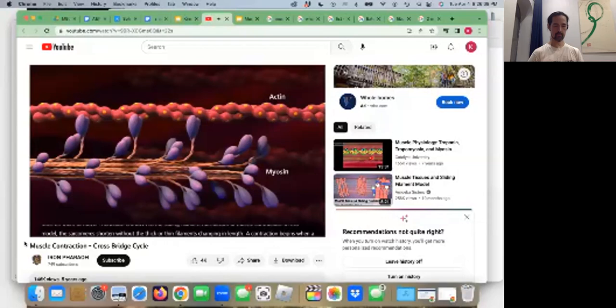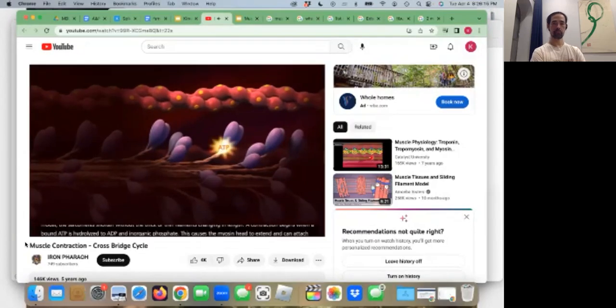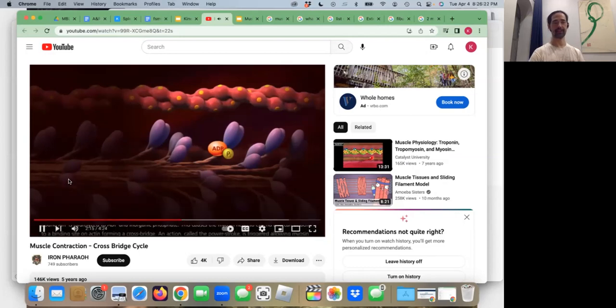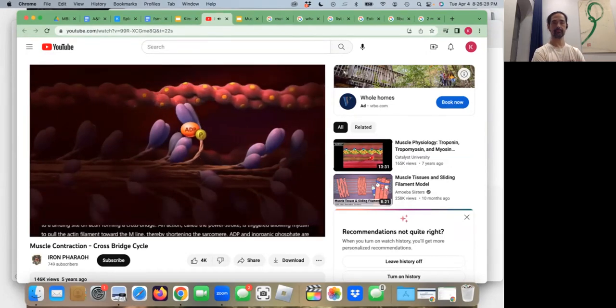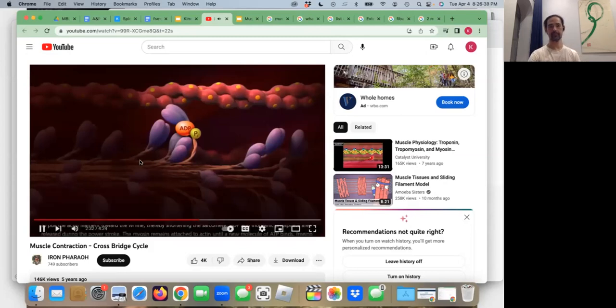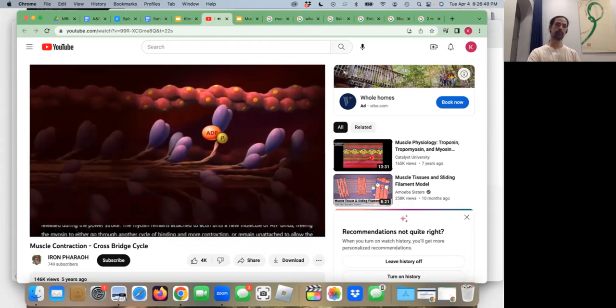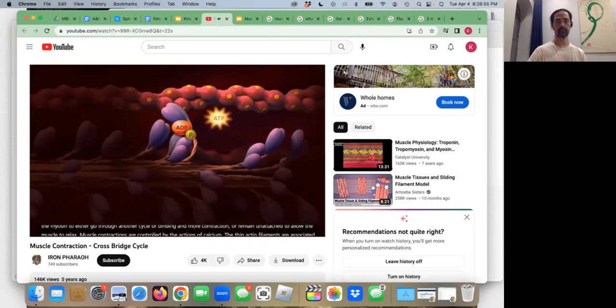In this model, the sarcomeres shorten without the thick or thin filaments changing in length. A contraction begins when a bound ATP is hydrolyzed to ADP and inorganic phosphate. This causes the myosin head to extend and attach to a binding site on actin, forming a cross bridge. An action called the power stroke is triggered, allowing myosin to pull the actin filament toward the M line, thereby shortening the sarcomere. ADP and inorganic phosphate are released during the power stroke. The myosin remains attached to actin until a new molecule of ATP binds, freeing the myosin to either go through another cycle of binding and more contraction, or remain unattached to allow the muscle to relax.